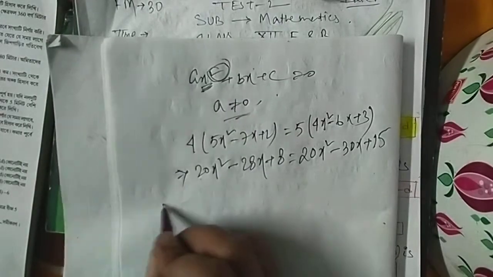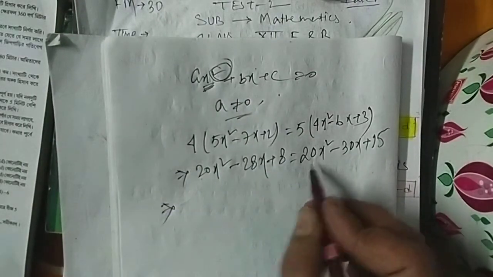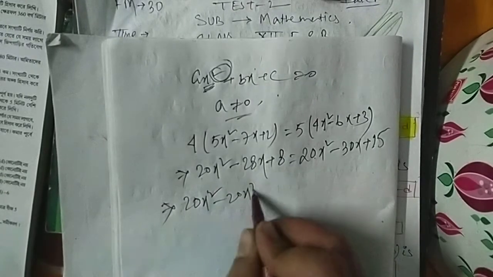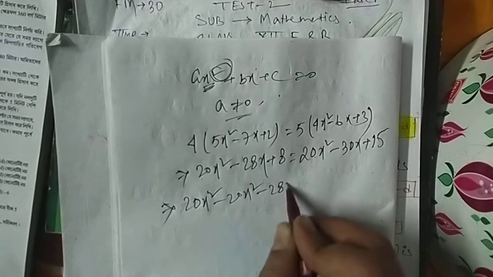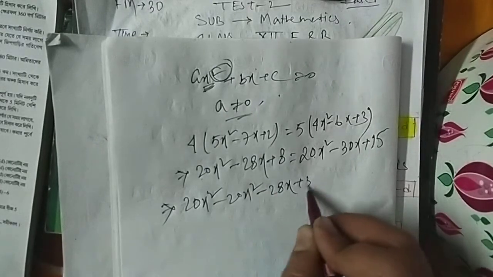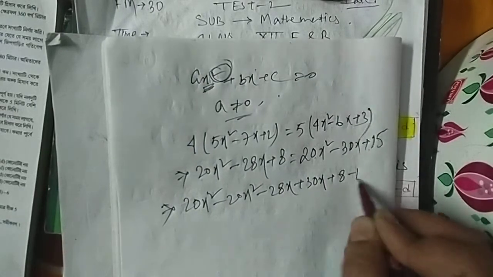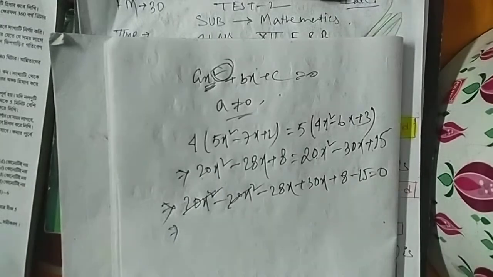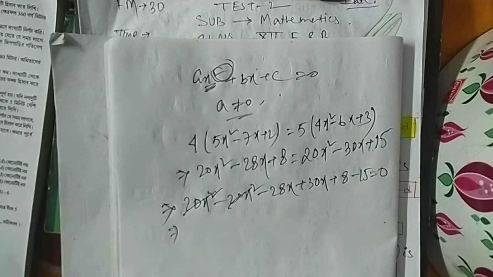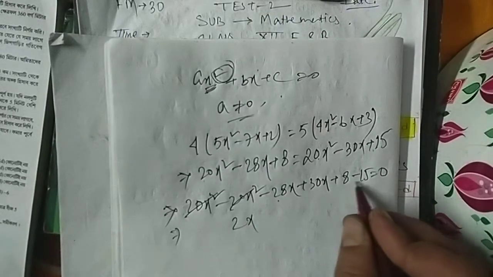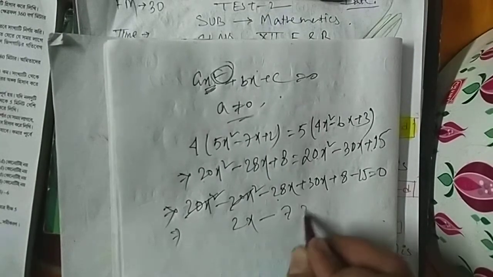Everyone see that, taking the terms of x to the left hand side: 20x square minus 20x square, then minus 28x, minus 30x becomes plus 30x, plus 8, and minus 15 equal to 0. Minus 20x square plus 20x square will be eliminated. Then minus 28x plus 30x is 2x, and 8 minus 15 is minus 7, equal to 0.